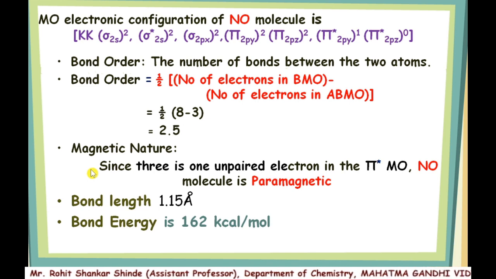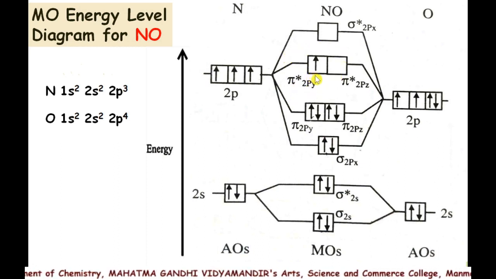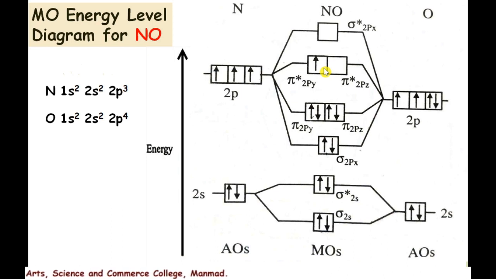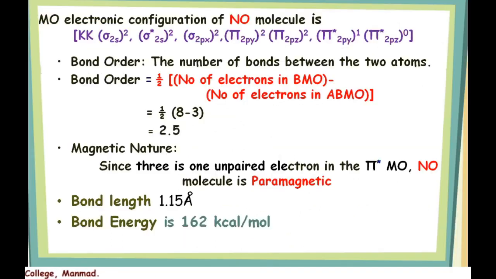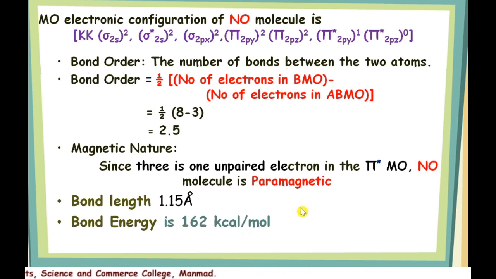Now let us see magnetic nature. In this diagram, we can clearly see there is presence of one unpaired electron. This unpaired electron suggests that this molecule is paramagnetic in nature, since there is one unpaired electron in the pi star molecular orbital, and hence nitric oxide molecule is paramagnetic in nature. In case of nitric oxide, bond length is 1.15 angstrom unit and bond energy is 162 kilocalories per mole.